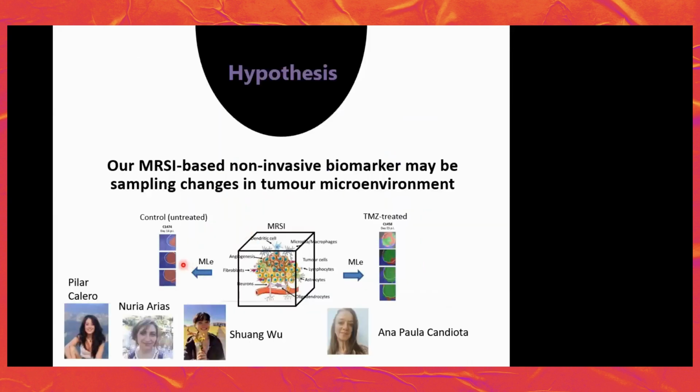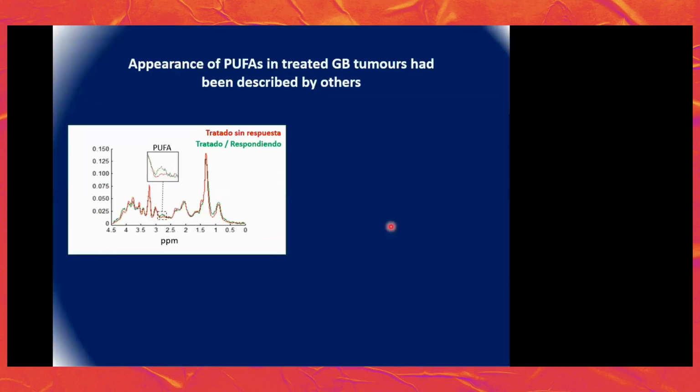How do we try to explain that? What is the explanation for the existence of the pattern and of the cycles from our perspective? This has been worked on by Pilar Calero, Nuria Arias, and Xuan Wu, supervised by Ana Paula Candiota. So it's the microenvironment. That's what you have inside your voxels, inside your pixels. The type of cells, how are they affected? This is what is leading to red or to green. That's what we think.